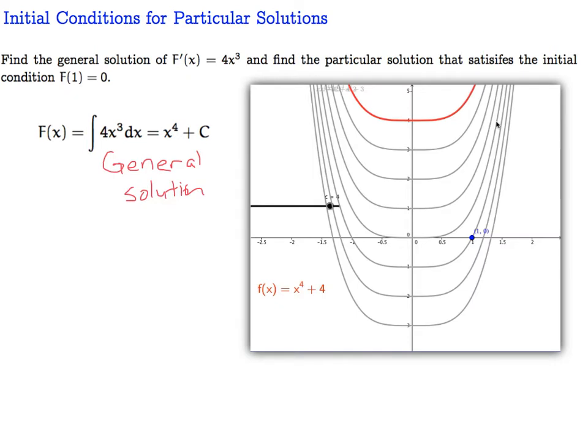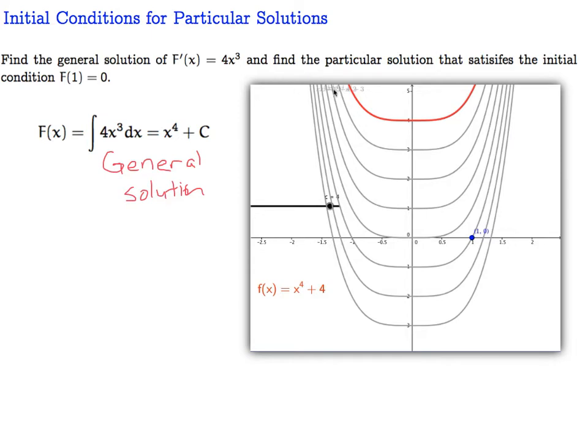So what we have here is several members of the family of functions x to the fourth plus c graphed. Our goal in this problem is not only to find the general solution, but also to find the particular solution that goes through the point here at 1, 0. And so graphically, we're going to move the c value, which is the thing we can choose, around to see which solution goes through that point.